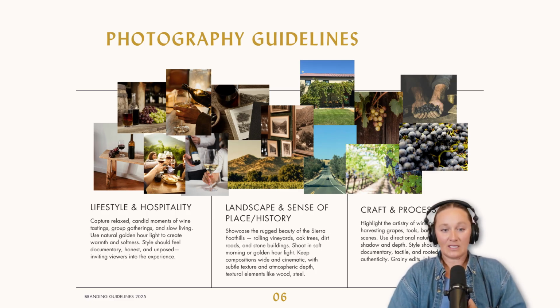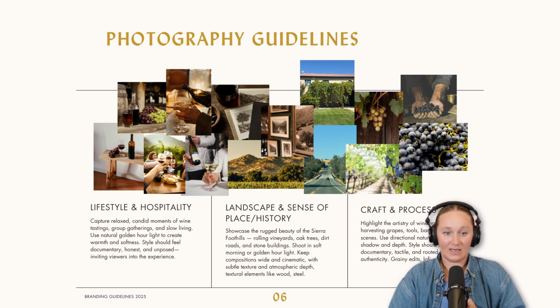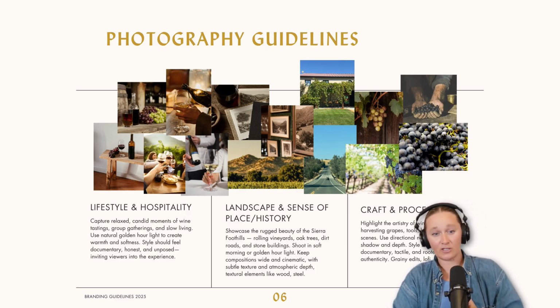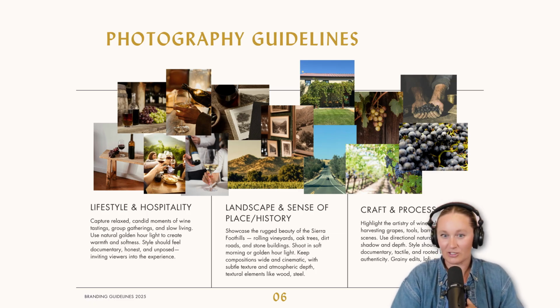Then for landscape and sense of place, really showcasing the rugged beauty of the area, the rolling vineyards, the oak trees, the dirt roads, the stone buildings. This should be shot in morning or evening golden hour light, keeping with a cinematic composition. Wide angle, really taking in the whole of the place, is going to be really important here. So again, different than lifestyle and hospitality photography, landscape and sense of place photography should feel more cinematic, more warm, more golden, less unposed or candid. Maybe those shots are a bit more orchestrated.